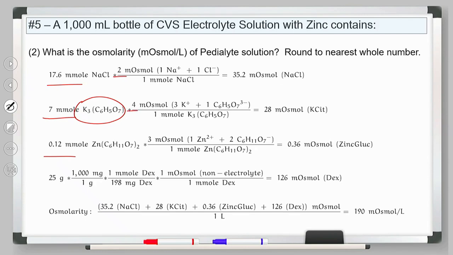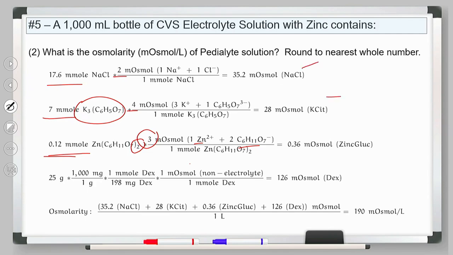And again, with zinc, there is 1 zinc, and the rest of it is gluconate. Oh, no, there are 2 gluconates. Did you catch that? 1 zinc for 2 gluconates. So 1 zinc, 2 gluconates gives us 3 total for the number of particles generated from that number of millimoles of zinc gluconate. All right? Lastly, there was some dextrose in there as well. I won't belabor that point since it's 1-to-1, since it's a non-electrolyte.